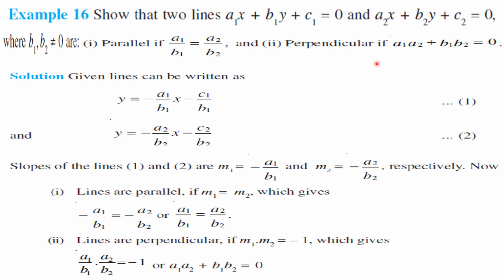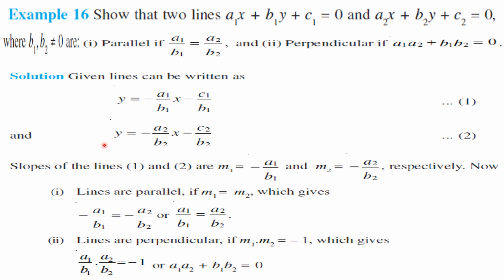Okay, my children? Right. So indirectly we have to convert these two given equations in the slope intercept form. So the given lines can be written as y is equal to minus a1 by b1 into x minus c1 by b1. By transforming the first equation of the line, we get y is equal to minus a1 by b1 into x minus c1 by b1. Understood this step, my children?